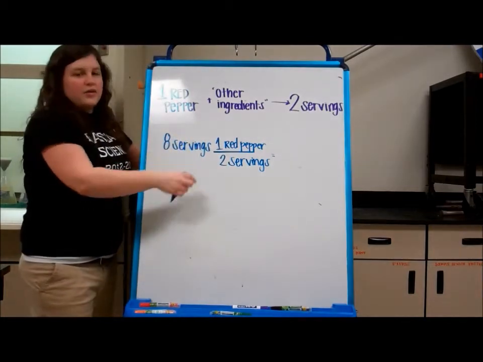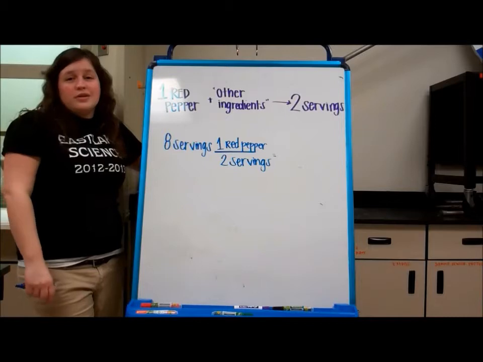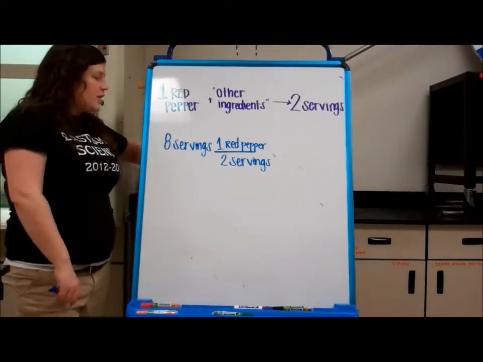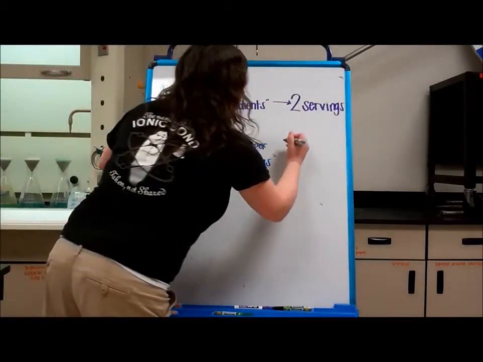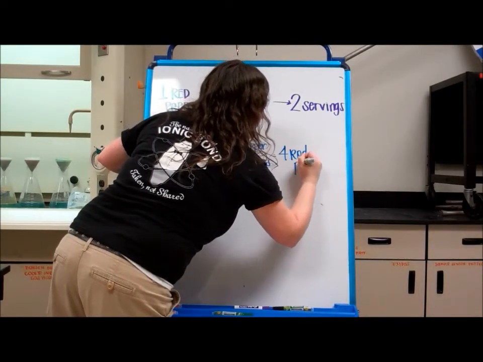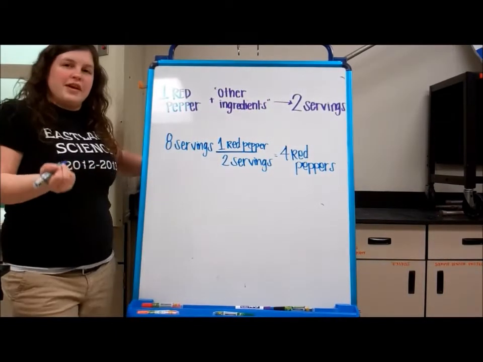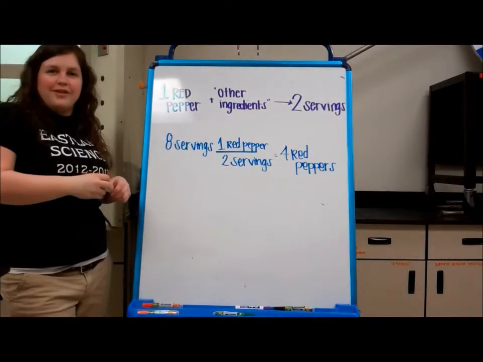Remember, we talked about our servings, and our servings have to cancel. So we have to cancel out our units still. So then when we multiply across, 8 times 1/2, we need 4 red peppers in order to have enough to make our Thai curry.